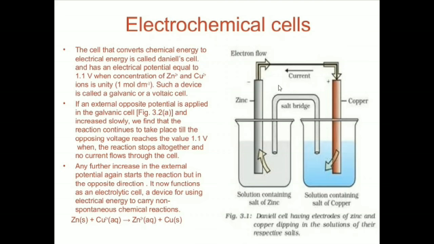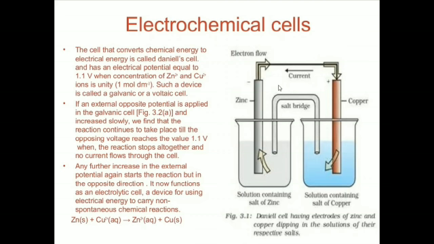If an external opposite potential is applied in the galvanic cell as in the figure given and increased slowly, we find that the reaction continues to take place till the opposing voltage reaches the value 1.1 volt, when the reaction stops altogether and no current flows through the cell. Any further increase in the external potential again starts the reaction but in the opposite direction. It now functions as an electrolytic cell, a device for using electrical energy to carry out non-spontaneous chemical reaction.